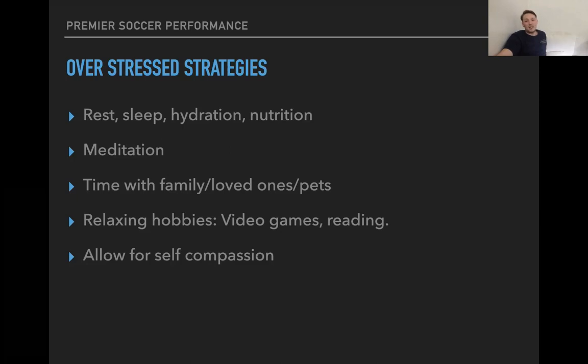Have them do relaxing hobbies, reading. Maybe if they're in school, they don't want to do more reading, maybe some video games. There's no harm in that. And you always want to allow for self-compassion, right? You want to develop an environment within your team and your team culture that allows your athlete to say, I'm tired. I can't do this today. If you force your athletes to work past their stress point, you're doing them a disservice. So we need this culture of normalizing time off if they need it.